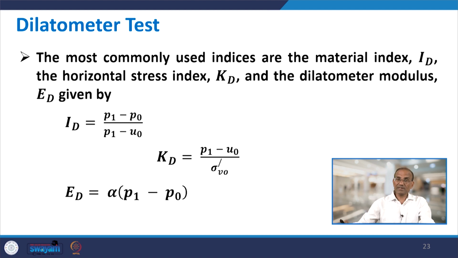In KD, effective overburden pressure is also involved, and in ED this is alpha multiplied by P1 minus P naught. So, you see the ID is dimensionless, it is a ratio. Same thing, KD is dimensionless, but ED, which is the dilatometer modulus, will have the same unit as P1 or P naught. Alpha is dimensionless.